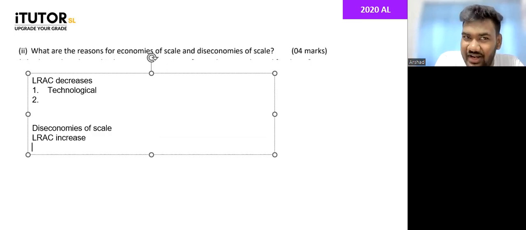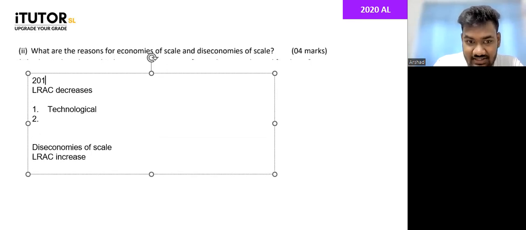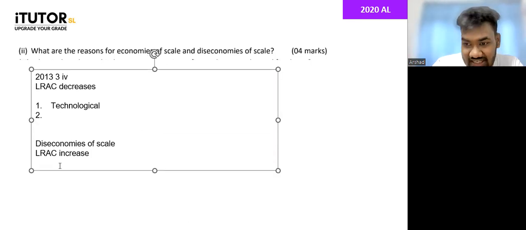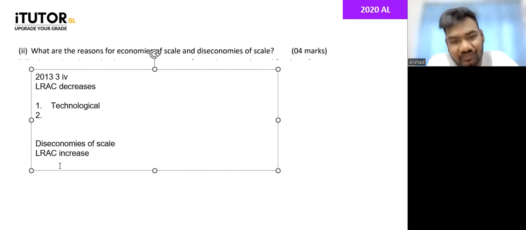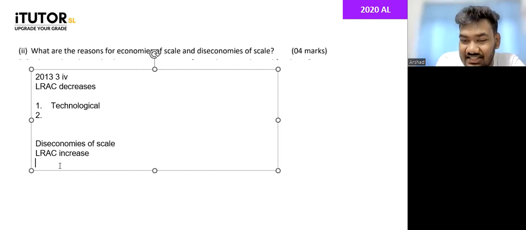Oh no, you don't have to write too much about the definition, guys. 2013, third question, subsection 4, economies of scale. For diseconomies of scale, what you can write is that the reasons are the opposite of this, guys. So things like what? Managerial inefficiencies, technological inefficiencies, right?